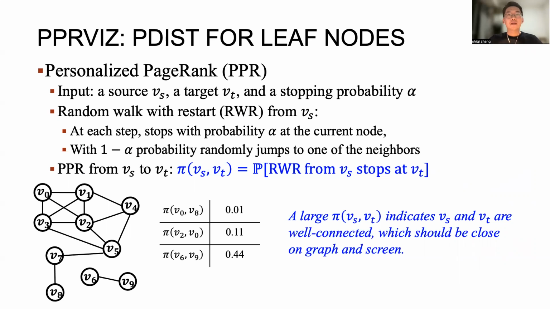Take this graph as an example. The node pair V6 and V9 are more connected to each other than node pair V0 and V8. Accordingly, PPR from V6 to V9 is larger than that from V0 to V8. In other words, a large PPR value reflects that the node pair are well connected on the graph and should be close on the graph when realized on the screen.